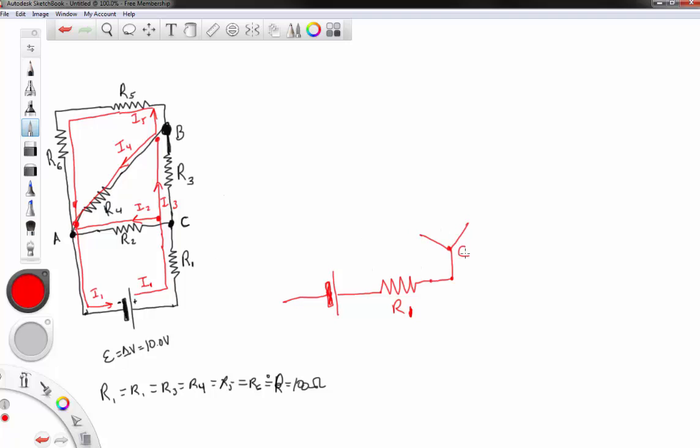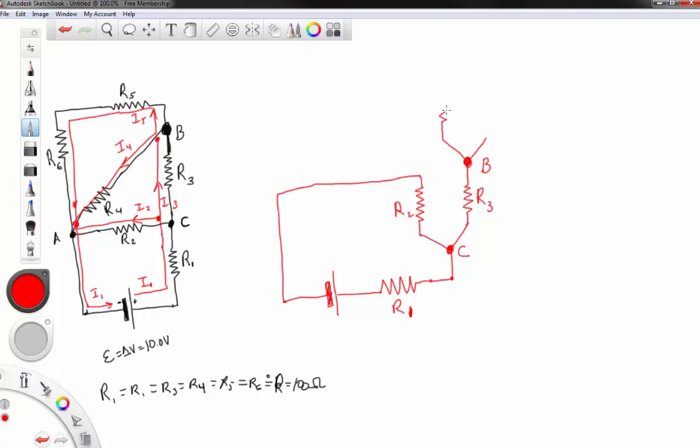This is at junction C. Branch number one has just the resistor R2 in it. So here would be R2, and once it's gone through R2, it's allowed to come back down here and reconnect. The other side has R3 to it. So we'll draw in resistor R3, and then it gets to junction B, I should say. And at junction B, it splits again.